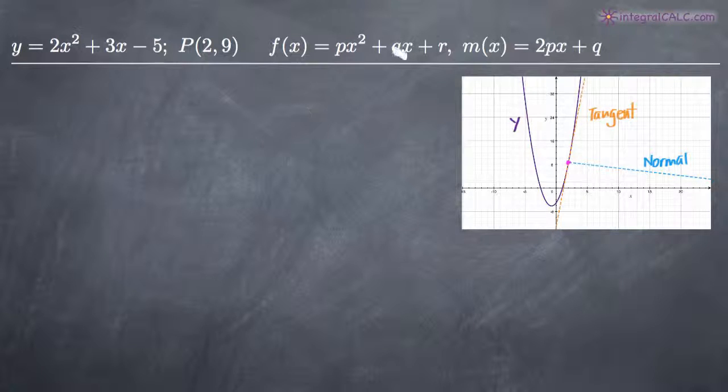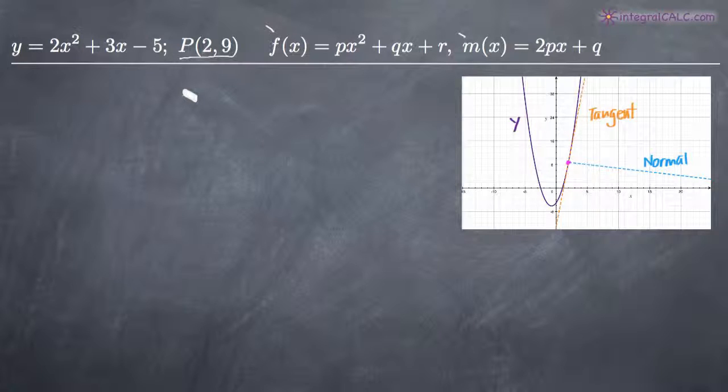So we know that the normal line, the tangent line and the graph all intersect one another at the point (2, 9). So we need to use these formulas that we've been given, f of x and m of x, to first find the equation of the tangent line, and then once we've found the tangent line, to find the equation of the normal line.